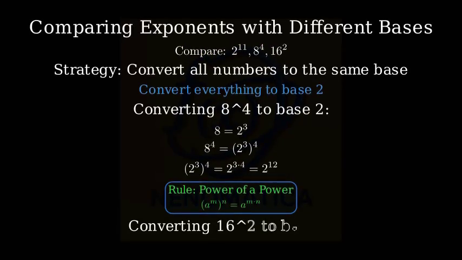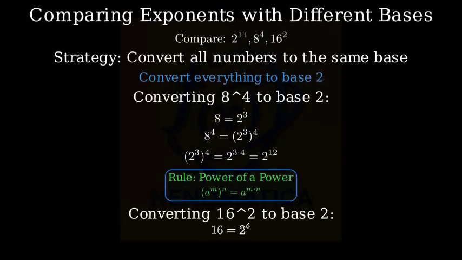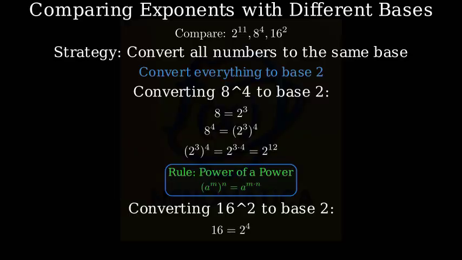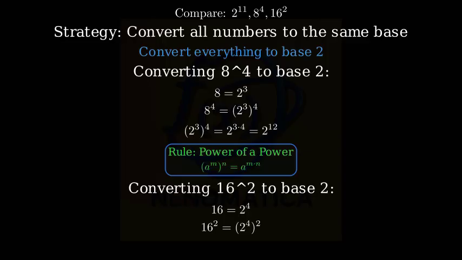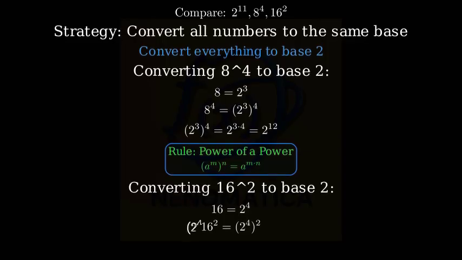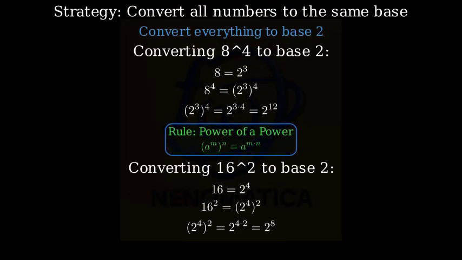Now, let's convert 16 squared to base 2. First, we write 16 as 2 to the power of 4. So, 16 squared equals 2 to the power of 4, all squared. Using the same power rule as before, we get 2 to the power of 4 times 2, which equals 2 to the power of 8.